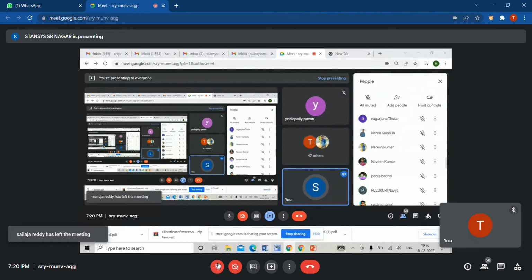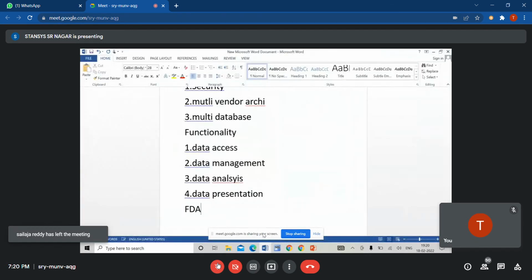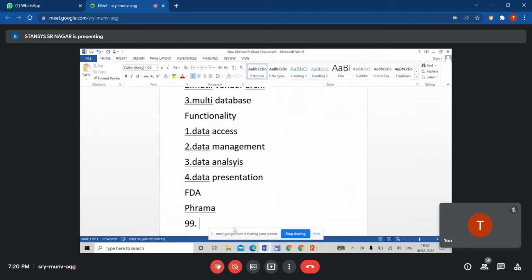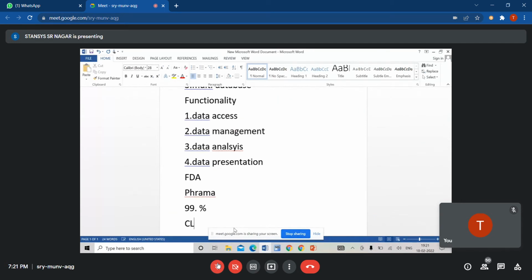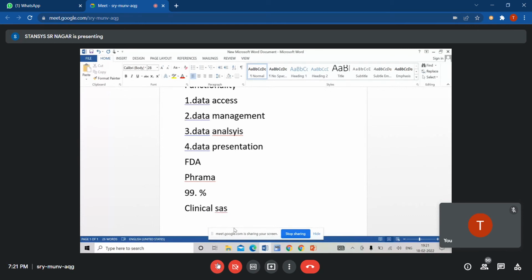Coming to the point of the pharma side, SAS is the FDA approved tool. FDA approval is not that easy for us. So only SAS has been FDA approved until now. When coming to the pharma side, 99.9% are using only SAS. We don't have any other alternative software in the pharma field. So why? Because SAS is an FDA approved tool also. Okay guys, is it clear to everyone?